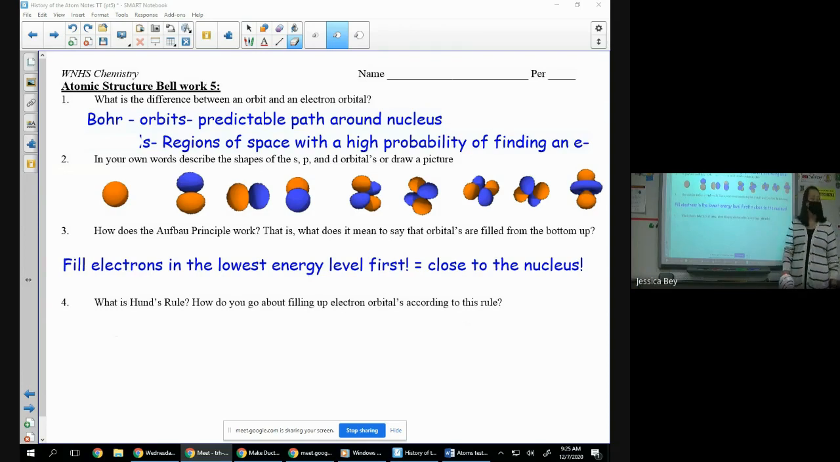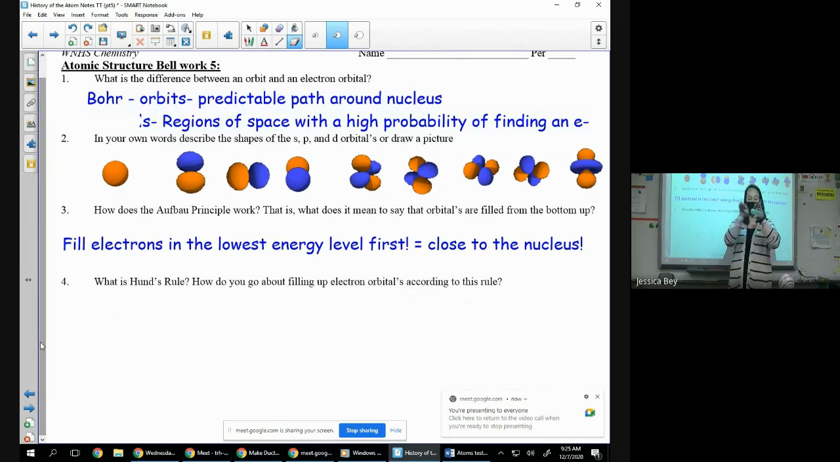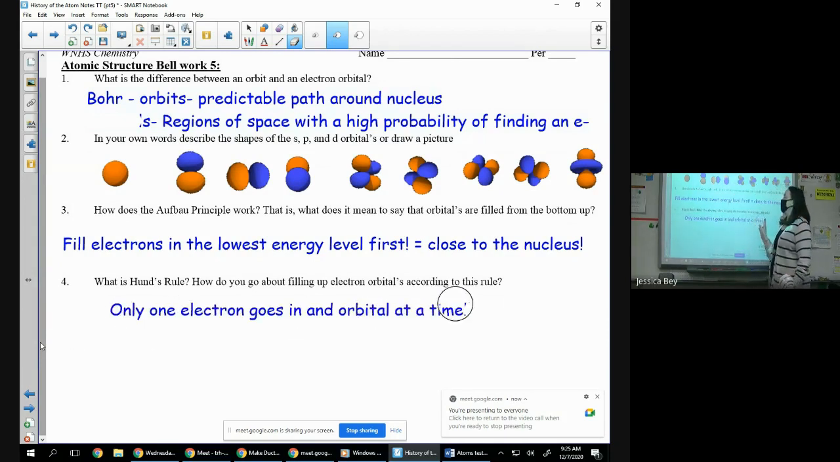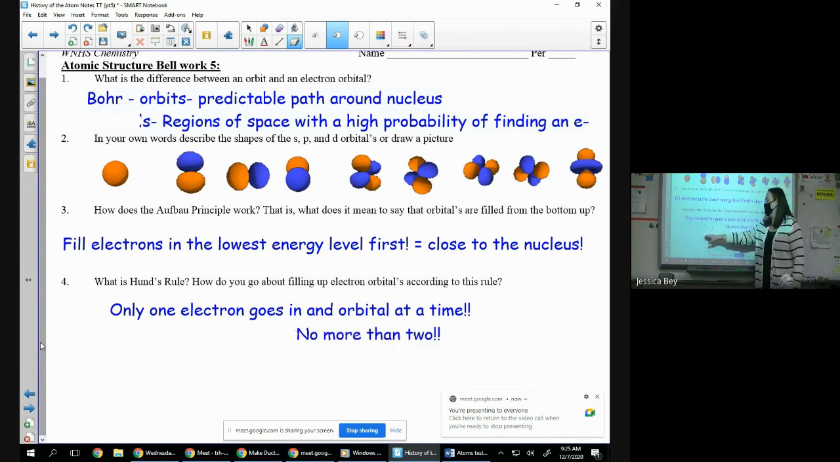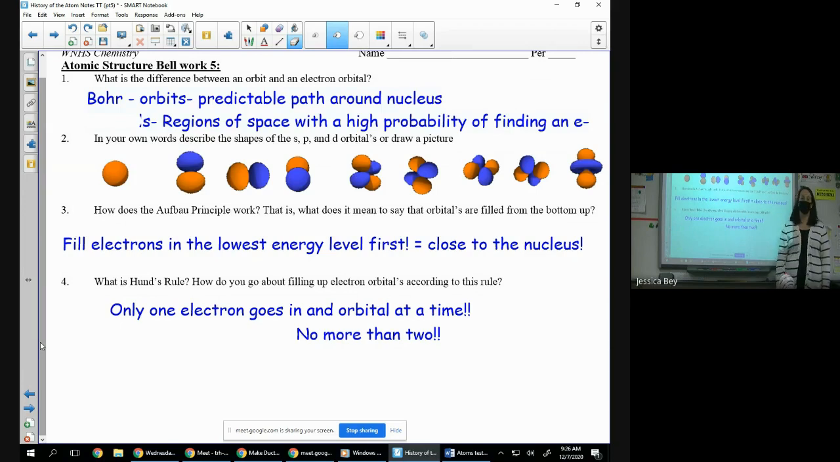And then Hund's rule says electrons don't like to share very well. They're both negative, so they repel. So electrons will only go one in an orbital at a time. If you can spread your electrons out, please do. Remember, you may have no more than 2 in an orbital, though. Orbitals hold 0, 1, or 2 electrons. But you may only put 1 electron in an orbital at a time.